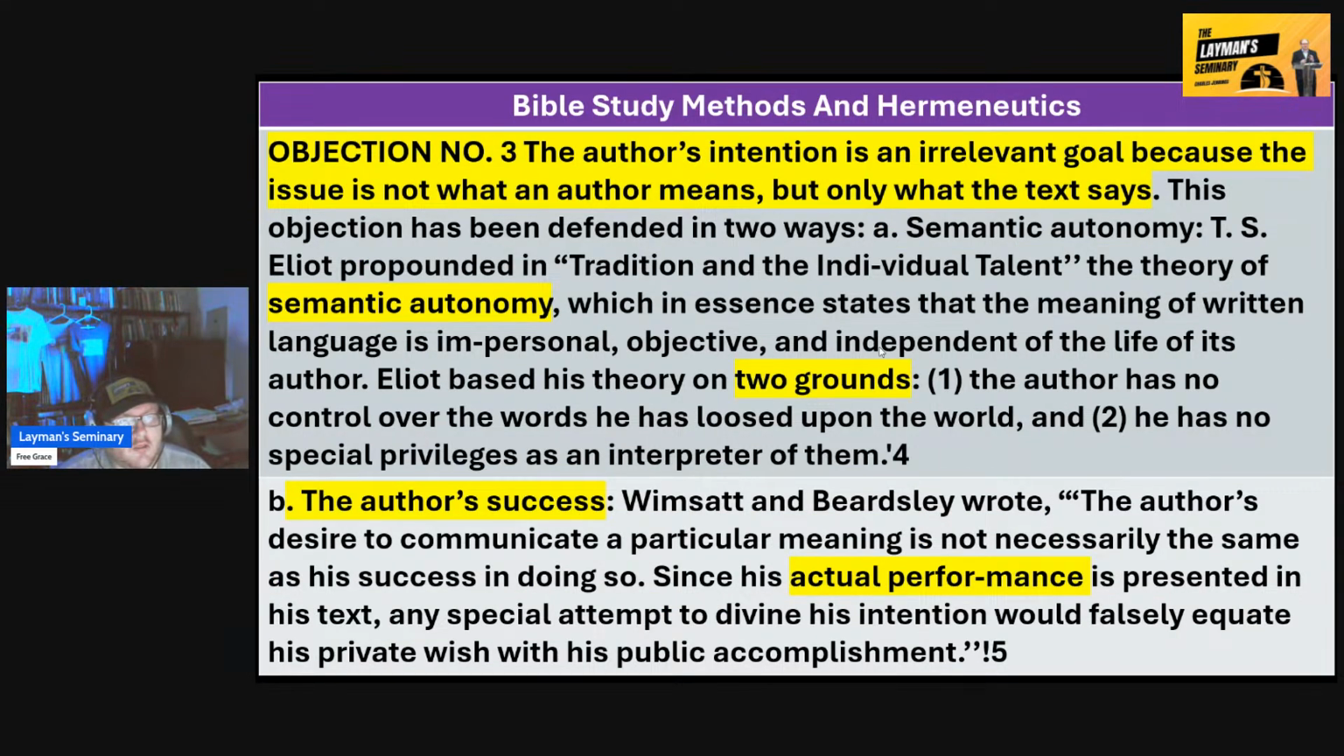Objection number 3. The author's intention is an irrelevant goal because the issue is not what an author means, but only what the text says. This objection has been defended in 2 ways. A. Semantic autonomy. T.S. Eliot propounded in Tradition and the Individual Talent the theory of semantic autonomy, which in essence states that the meaning of written language is impersonal, objective, and independent of the life of its author. Eliot based his theory on 2 grounds. 1, the author has no control over the words he's loosed upon the world, and 2, he has no special privilege as an interpreter of them.